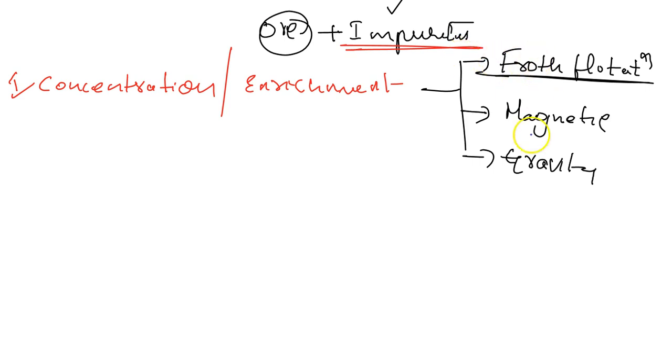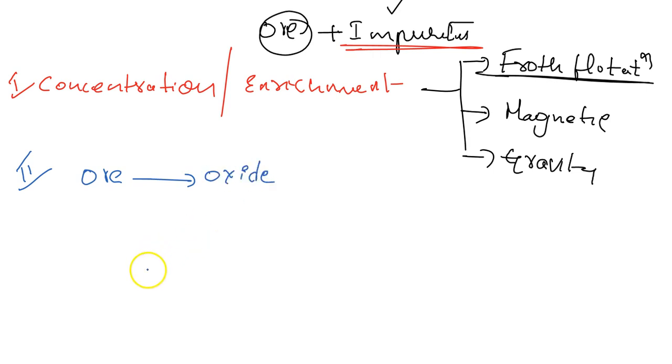Once you are done with one among these 3 methods based on the nature of ore and nature of impurity, you would have removed all these impurities and you would have only the metallic ore with you. And now you have to go to the second step. And what happens in the second step? You have the ore which is concentrated, which doesn't have any impurities. And you now have to convert that concentrated ore into its oxide form.